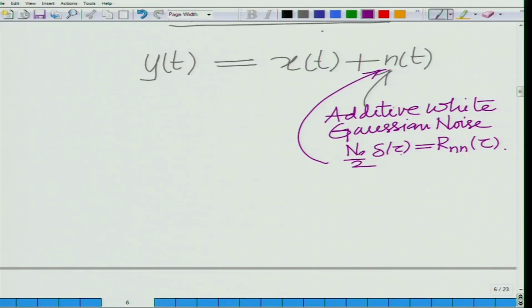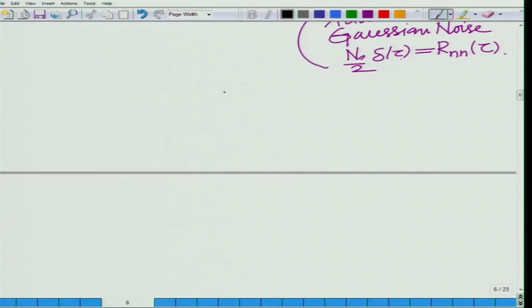Now, remember there are two pulses. A times P1(t) corresponds to the transmission of 0, and A times P2(t) corresponds to the transmission of the information bit 1. Therefore, corresponding to the transmission of 0, you will have the addition of noise, A times P1(t) plus N(t), and corresponding to transmission of 1, A times P2(t) plus N(t). Okay. So, let us note that.